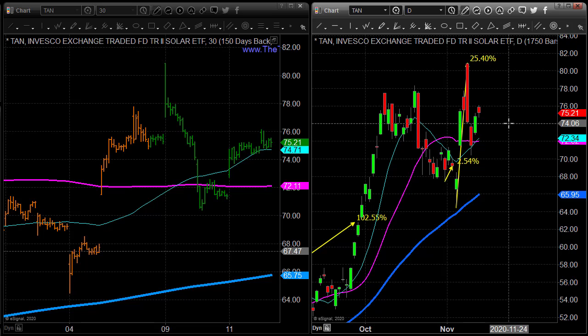We may get long an ETF here this week before the week is over, but we'll see how things play out. And that's where we stand in the markets overall.